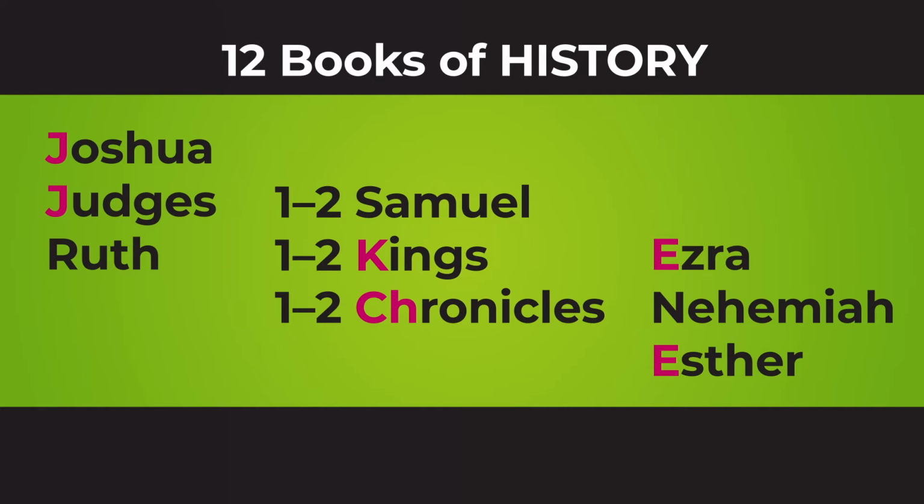The third set of 3 is Ezra, Nehemiah, Esther. And these 3 books also go together. Ezra and Nehemiah were friends. Their stories overlap. Ezra's name frequently appears in the book of Nehemiah. Ezra, Nehemiah, Esther.